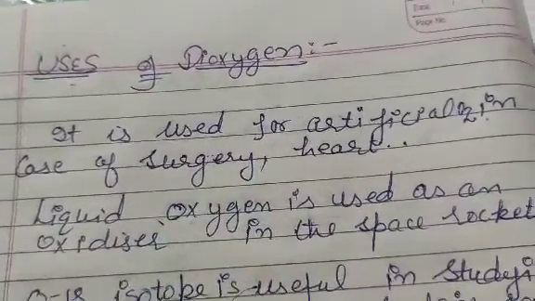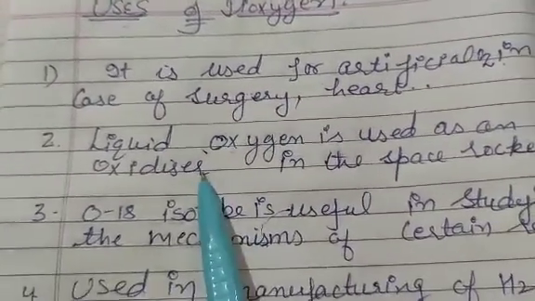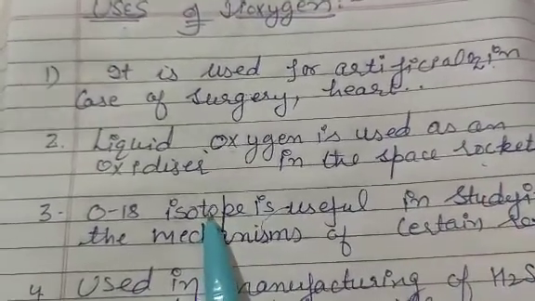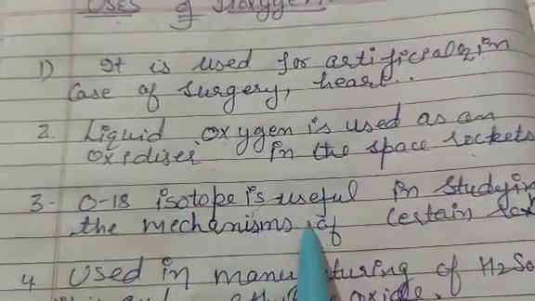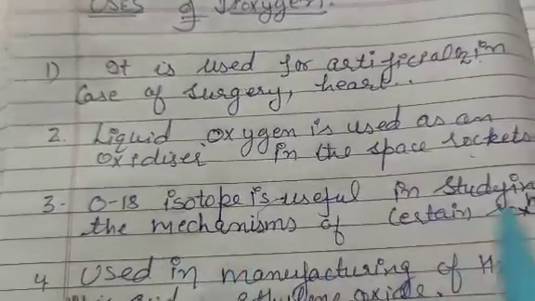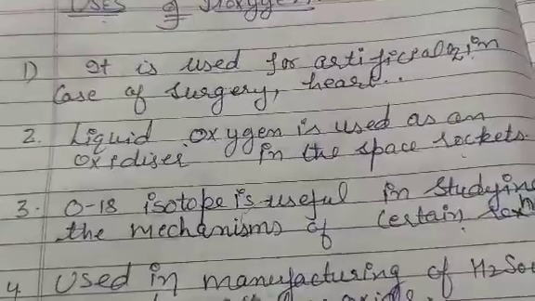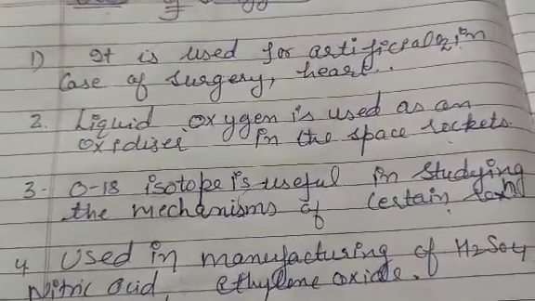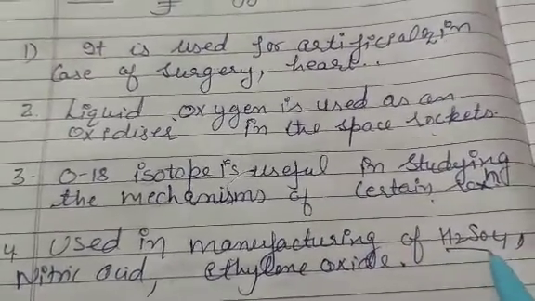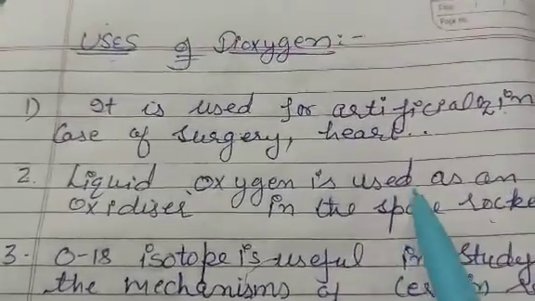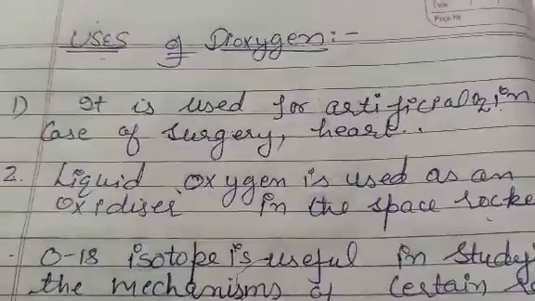Then liquid oxygen is used as oxidizer in the space rockets. Also, its major isotope, that is O18, is used in studying the mechanism of certain reactions, and also in the manufacturing of most usable compounds, for example sulfuric acid, nitric acid and ethylene oxide. So these are some uses of dioxygen.